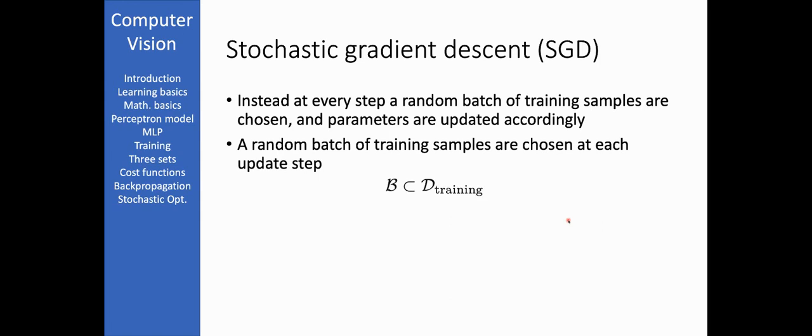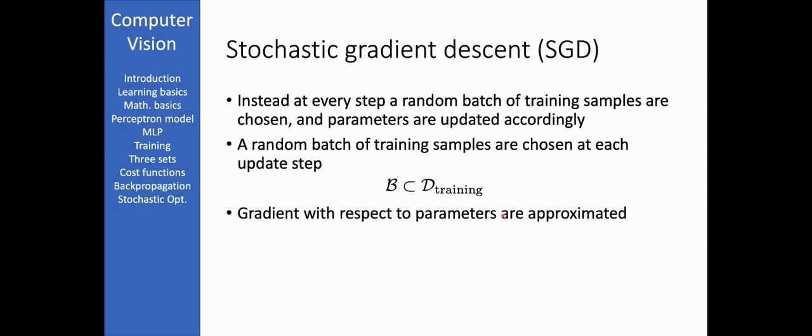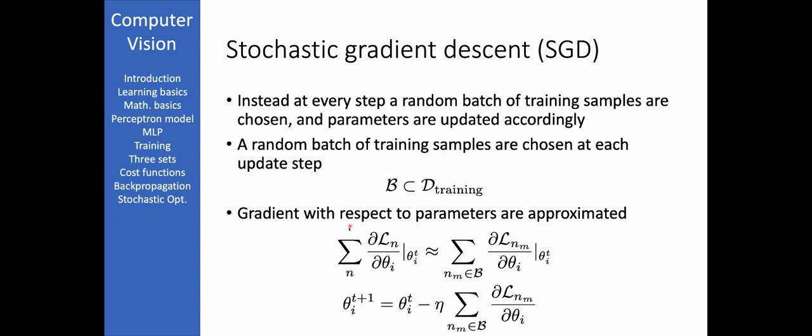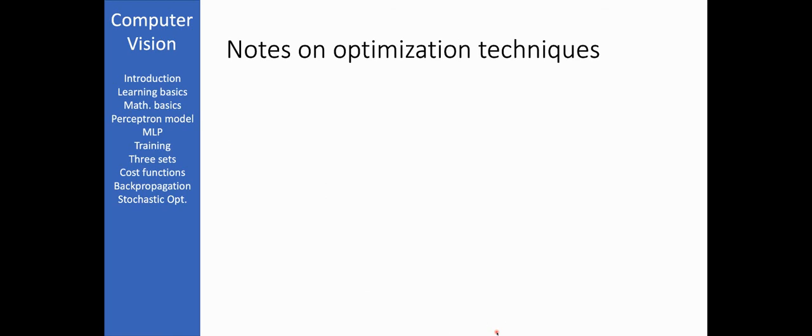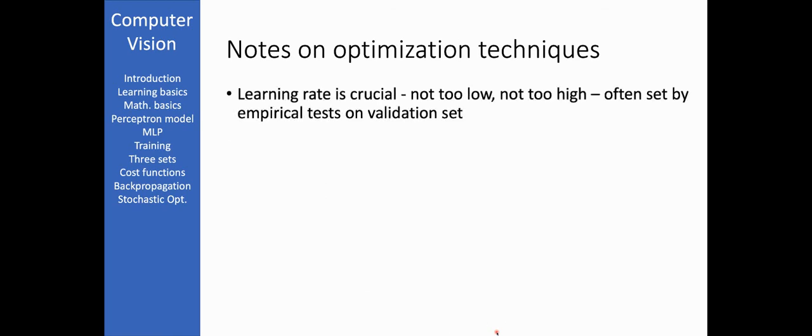So what this means is I simply choose a subset of the entire training set at each iteration, compute the gradient with respect to parameters only for this batch, so really approximate this gradient that actually is computed for all the training samples with the gradient that's computed only for the samples in that batch, and update my parameters with that gradient. That's it. That's stochastic gradient descent. And this becomes much, much faster. And even theoretically, stochastic gradient descent leads to regularization. This I will not go into, but if you're interested in it, I strongly suggest you to look into it. So some notes on the optimization techniques.